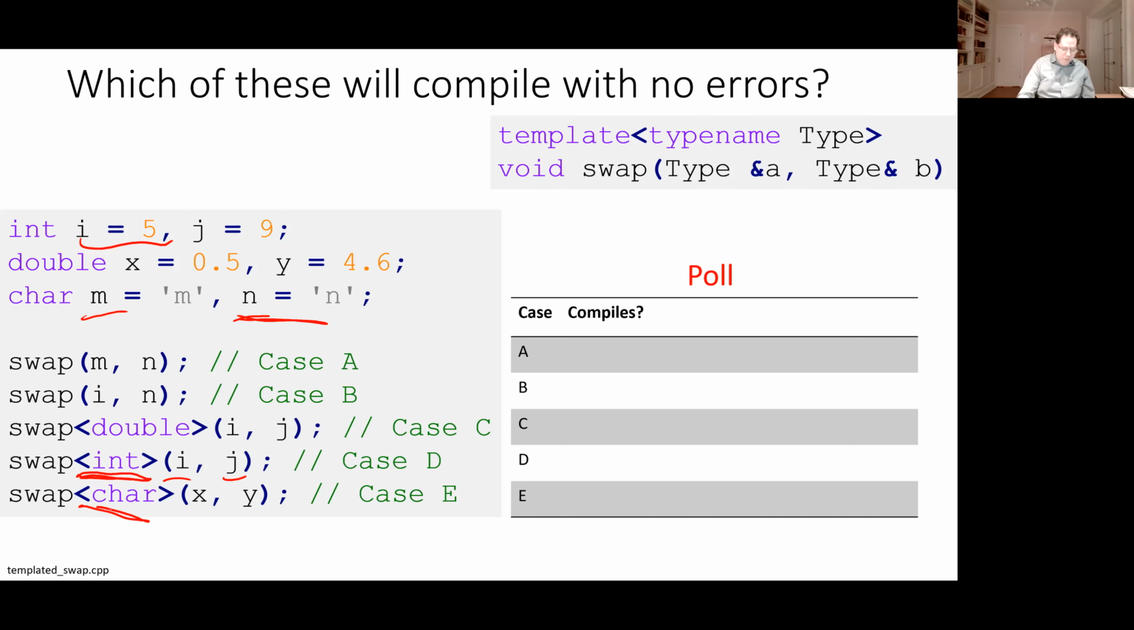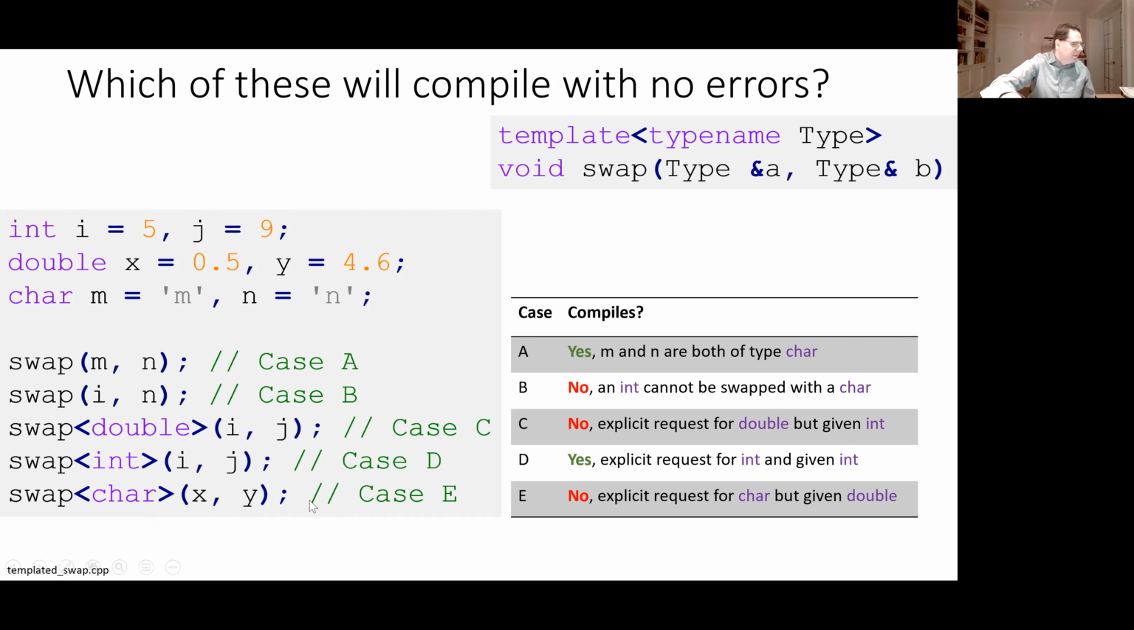And the last one, we got swap of character. So we're saying, give me the character version. We pass in x and y, which are doubles. And let's see what people said on this one. Yeah, 88% of people said it won't compile, and it won't. If I got rid of this character, so again, if I hadn't said that, it would be fine, because it's two doubles. But because I said I want the character version, the compiler is going to say, well, it doesn't make sense. Okay, so yeah, well done. People got that quite well.